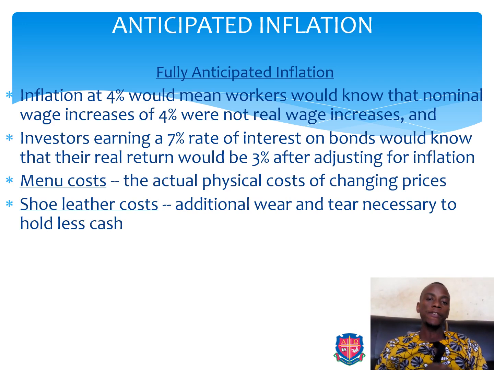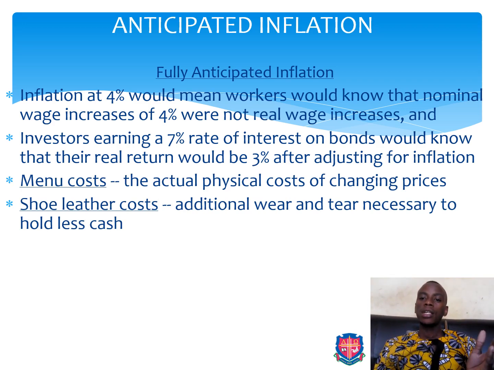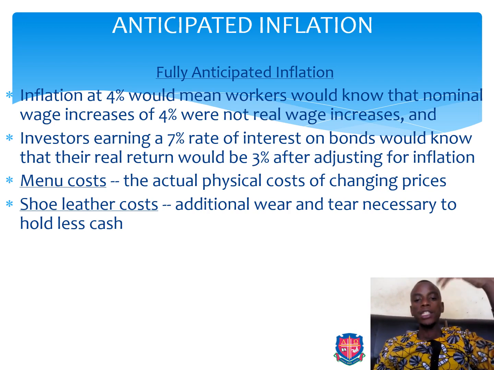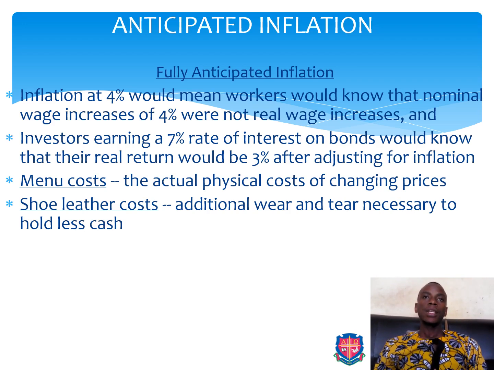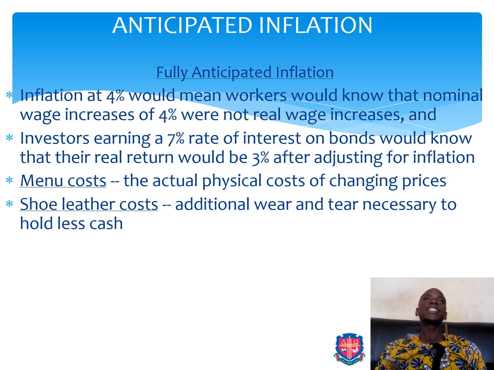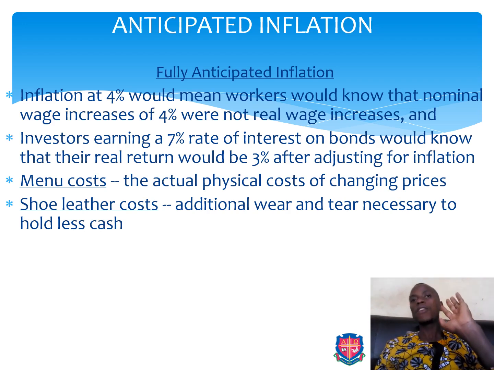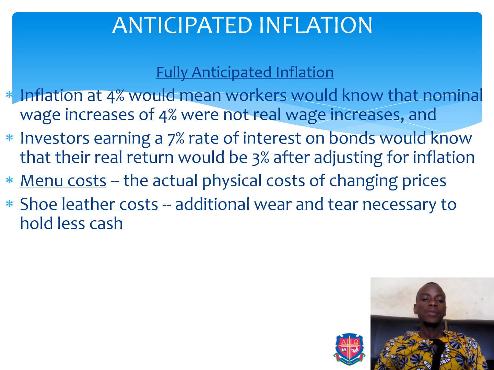You can know the inflation is at 4%. Workers will be able to know that a nominal wage increase of 4% may not mean real wage increases. And so people will always be prepared. Here we talk about the menu costs. One of the effects, as we already said, is that menu costs increase and so the standard of living decreases. The actual physical cost of changing prices, what we call the menu costs. When you go to the market and you find a difference of 50,000 or 5,000.